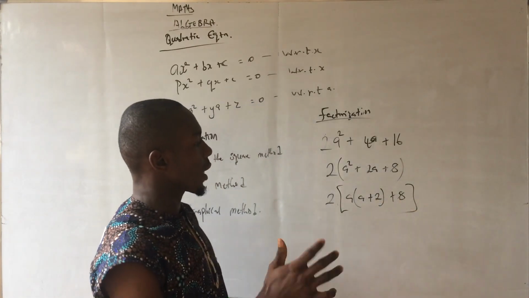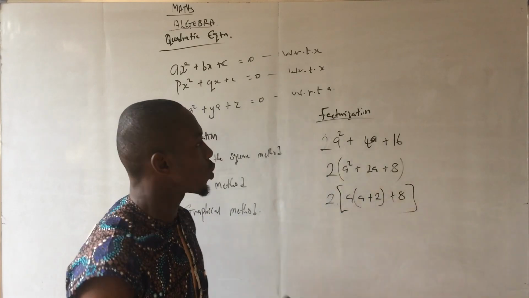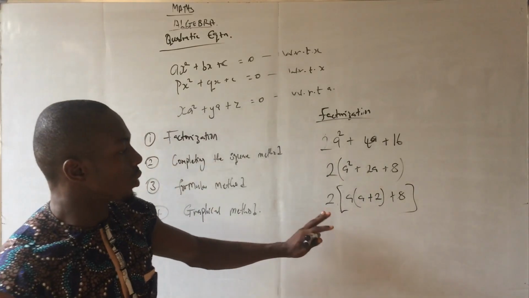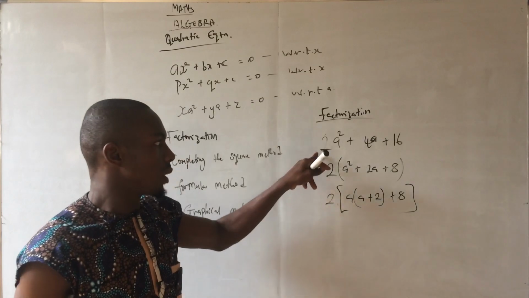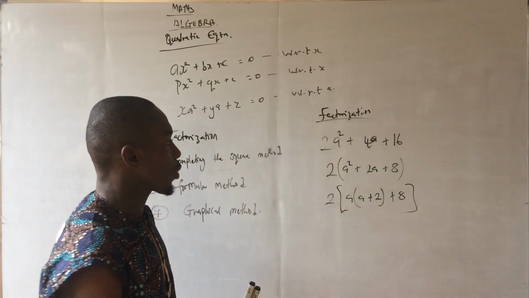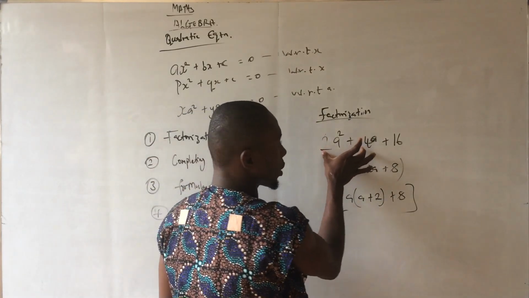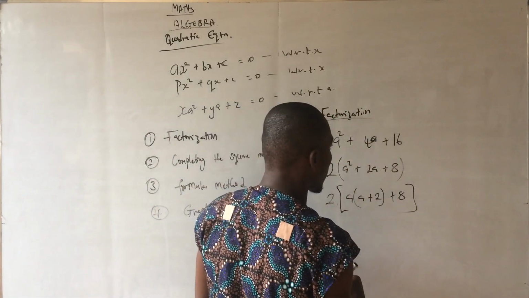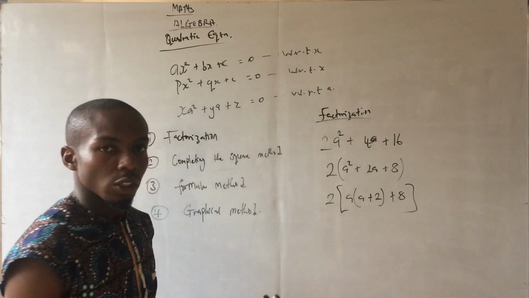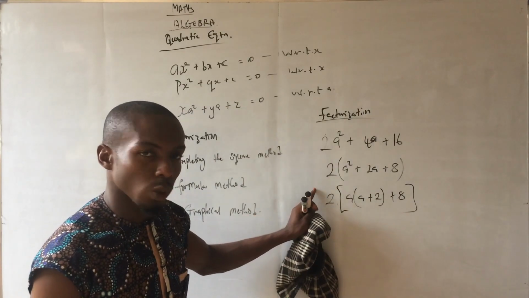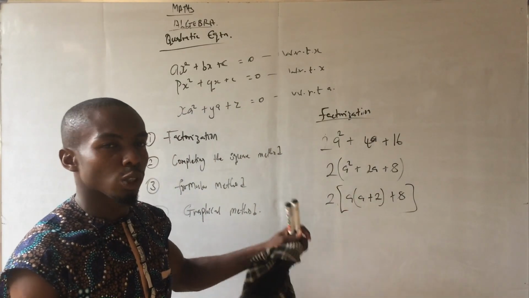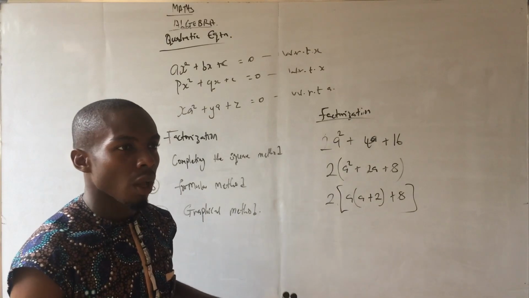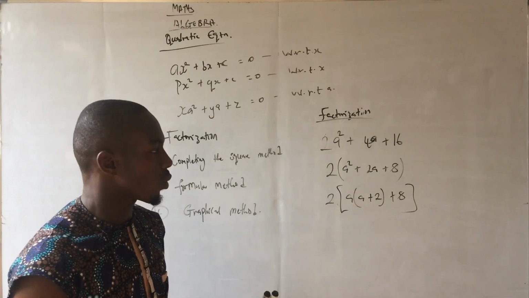If we open this bracket again, we are going to get back the same thing. So we have factorized this equation that is here. If you understand this one now, you are close to understanding everything about the factorization method of quadratic equation.